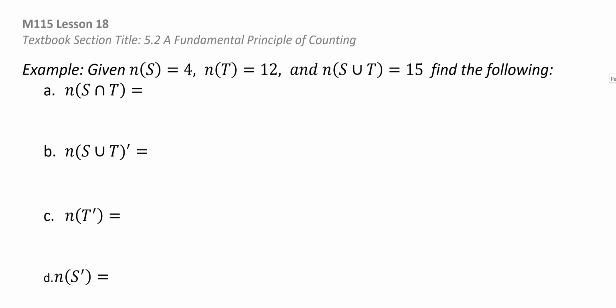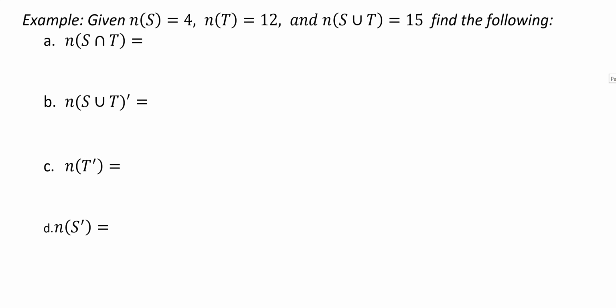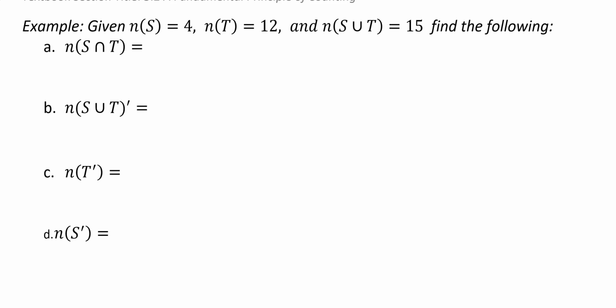One more example. This is given outside of context. It says, given the number in S equals 4, the number in T equals 12, and the number in S union T equals 15, find the following. Okay, so I know S, T, and the union, and I'm trying to find the intersection. So this is similar to the last problem.